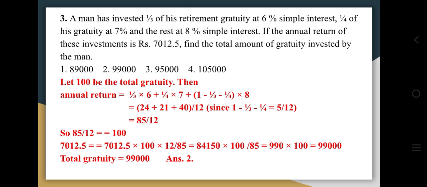A man has invested 1/3 of his retirement gratuity at 6% simple interest, 1/4 of his gratuity at 7%, and the rest at 8% simple interest. If the annual return of these investments is rupees 7,012.5, find the total amount of gratuity invested by the man.